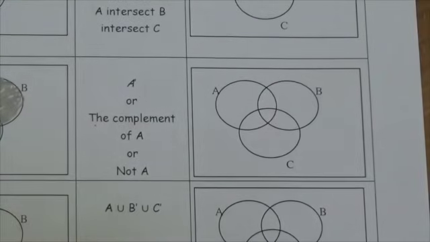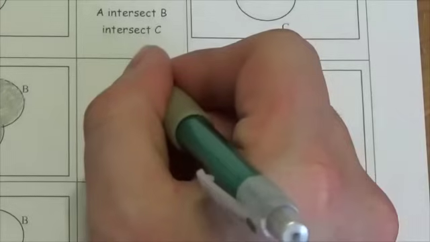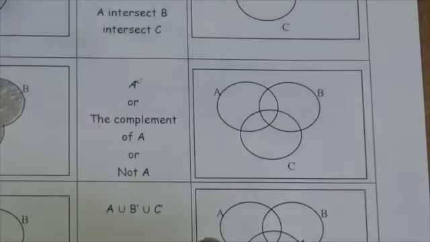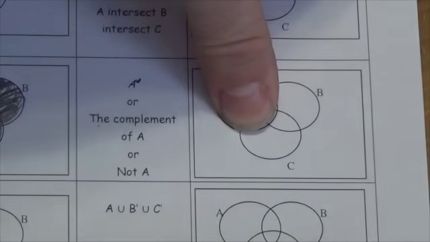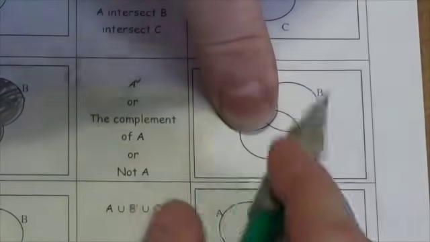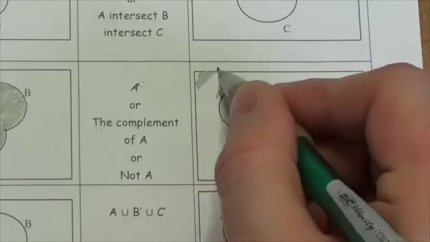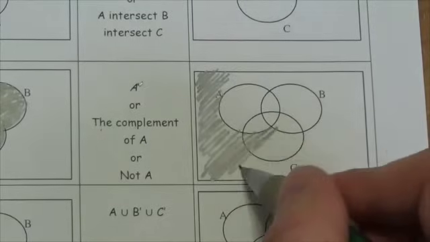Now, the complement of A, A prime. You can't hardly see that there. That's really small. I'll just make that a little darker. It's supposed to be A prime, the complement of A. Now that's everything outside of A, right? It doesn't matter what's going on. When I see A prime, or A apostrophe, that's everything outside of A. I don't care what it is.